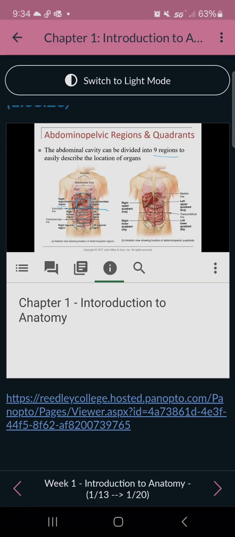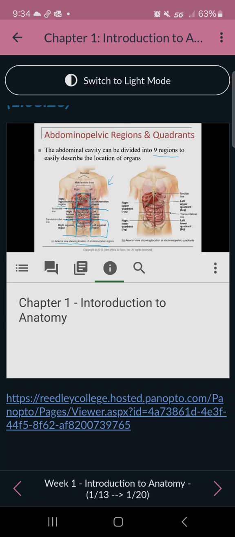Here in the middle, we have the umbilical region. This side is going to be the right lumbar region. Here we have the left lumbar region. Here we have the hypogastric region. And then here we have the right inguinal region. And on the left, we have the left inguinal region. Okay, so this is an anterior view showing location of the abdominal pelvic regions. And then those were the 9 regions. And then we use the names of those 9 regions so that we can describe the location of an organ.